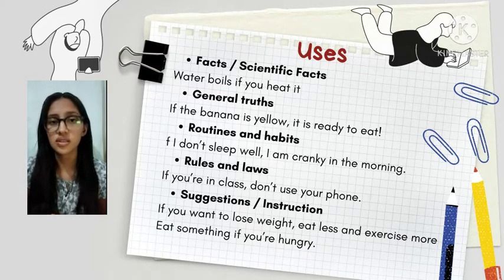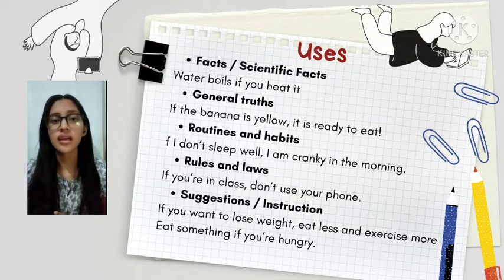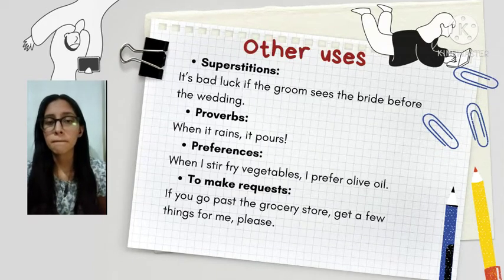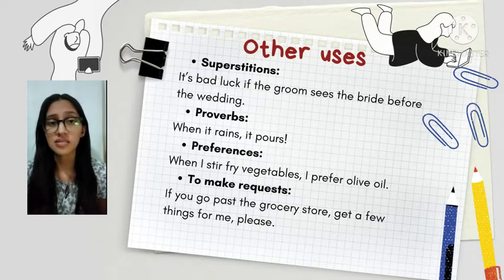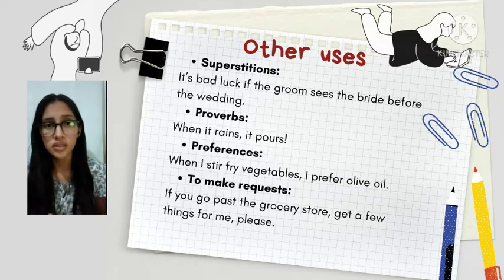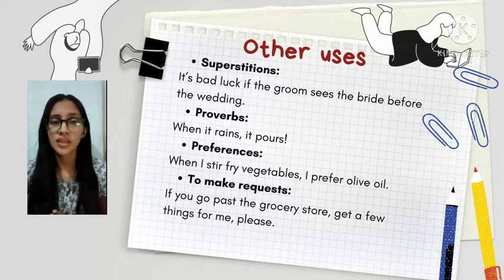We also use it to talk about rules and laws, and we also use it to give suggestions and instructions. Other uses of the zero type conditional are to talk about superstitions, proverbs, preferences, and to make requests.